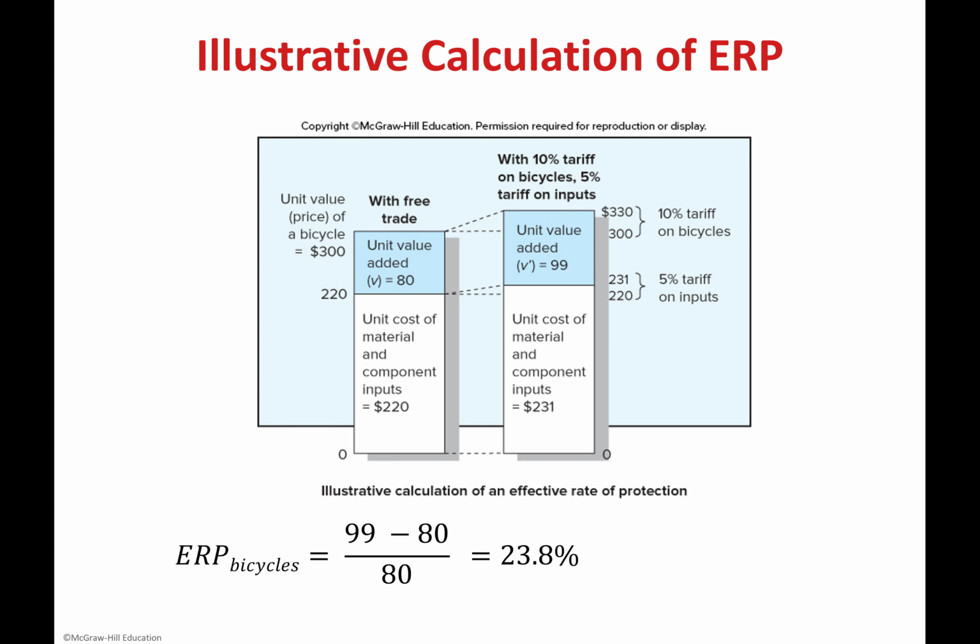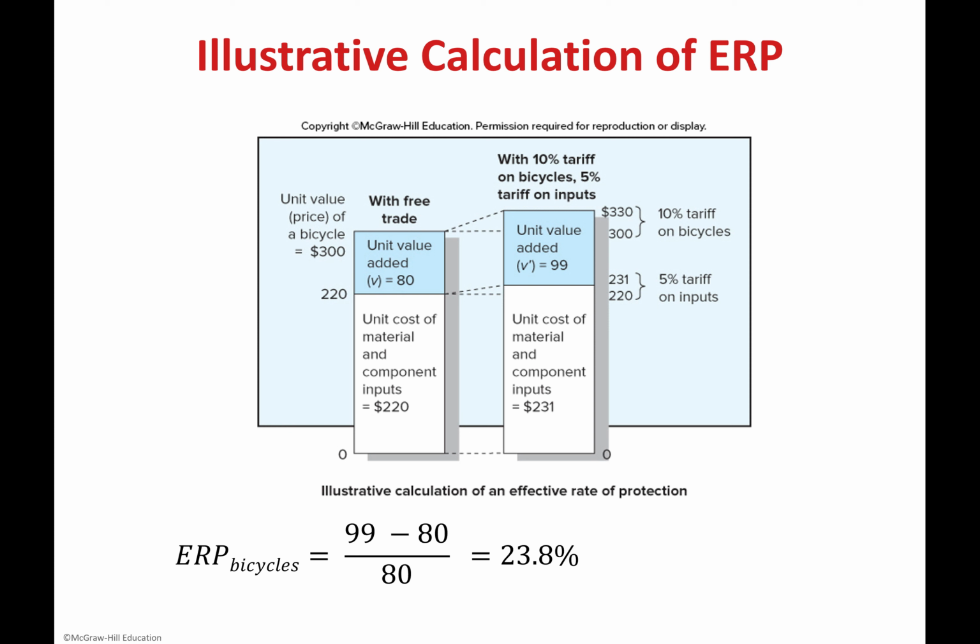Now the actual bike, if we're going to import that, originally we'd have been importing it at the world price of 300. Now it's going to be 330. So in other words, there's a 10% difference there. What we've got to look at is the difference between 330 and 231. So that becomes the unit value added of 99.